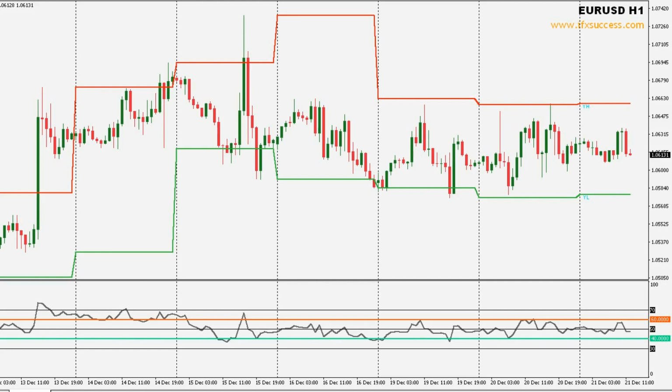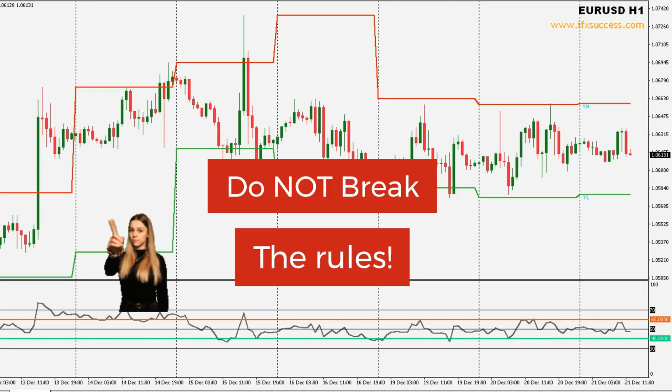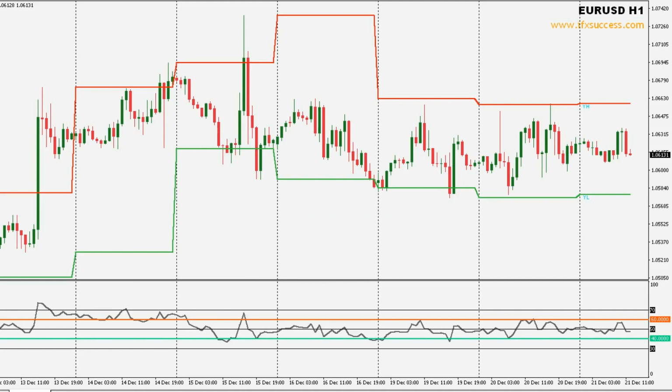Sometimes people think, oh, it's at the 70 level, I'll just get in and see what happens. Well, you might get lucky, but then you start to break the rules and see inconsistency in your profit and loss. Remember, you are always making decisions that will either get you closer or further away from your goals. There's no secret to making money in the markets. We all know that you can't win 100% of the time.